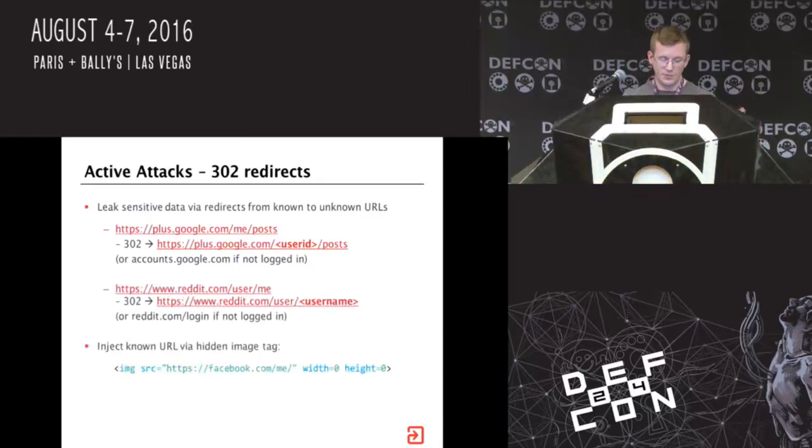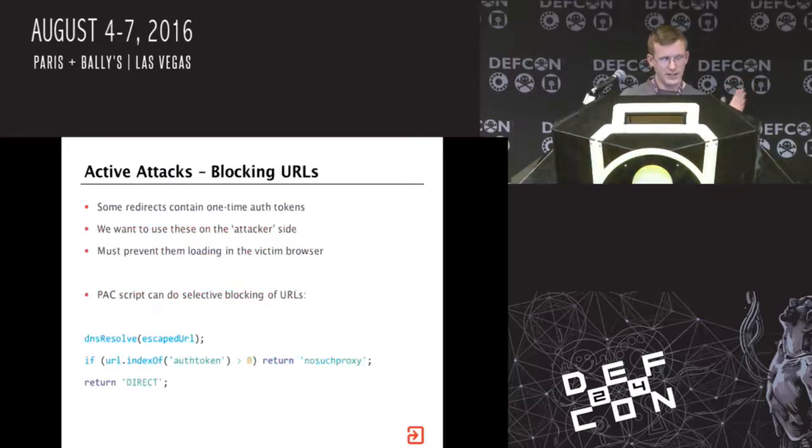The very simple way to do this is literally just to put, say, an image tag on a page. It won't be visible, and it's not even an image, but the browser doesn't care. It will go and request that URL, and then we can leak that via DNS. So, for example, that would be sent to the attacker, and we'd get the username for Facebook. So that's the first technique.